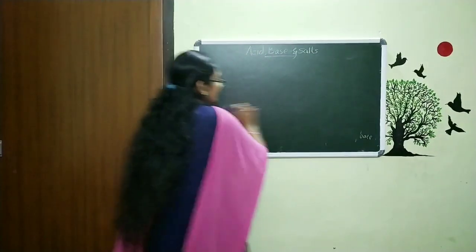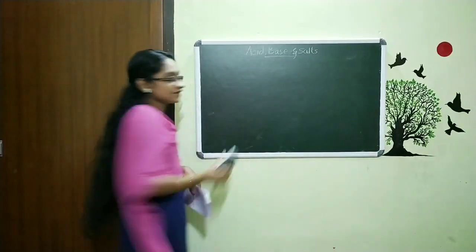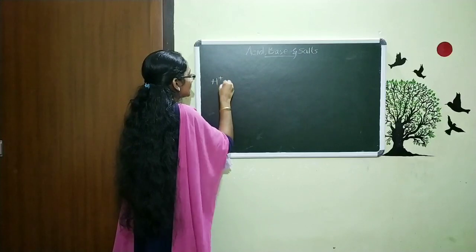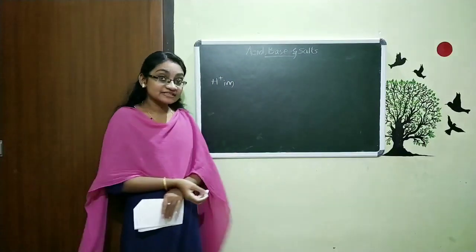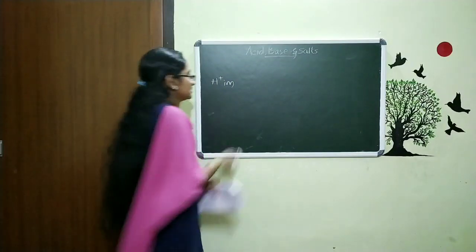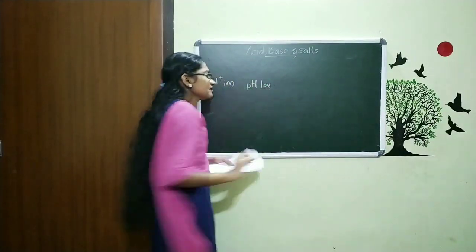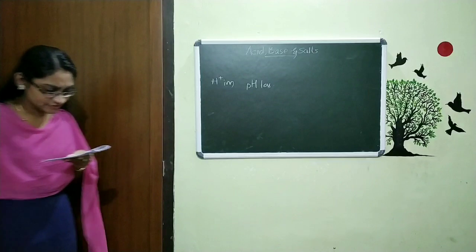So we can say that the higher the hydrogen ion concentration, that means the higher the H plus ion concentration, then its pH value is less. The same thing I just mentioned in a single statement.